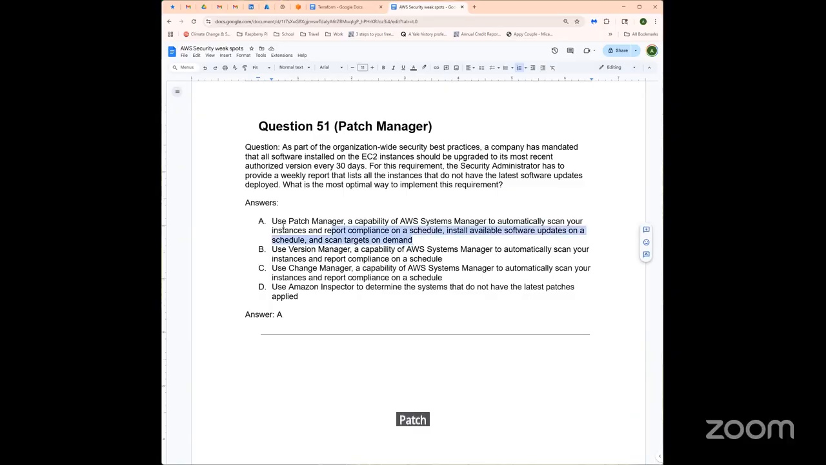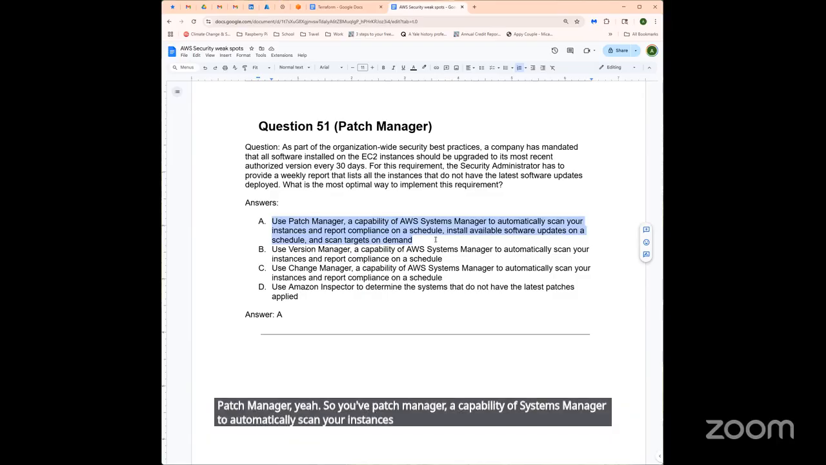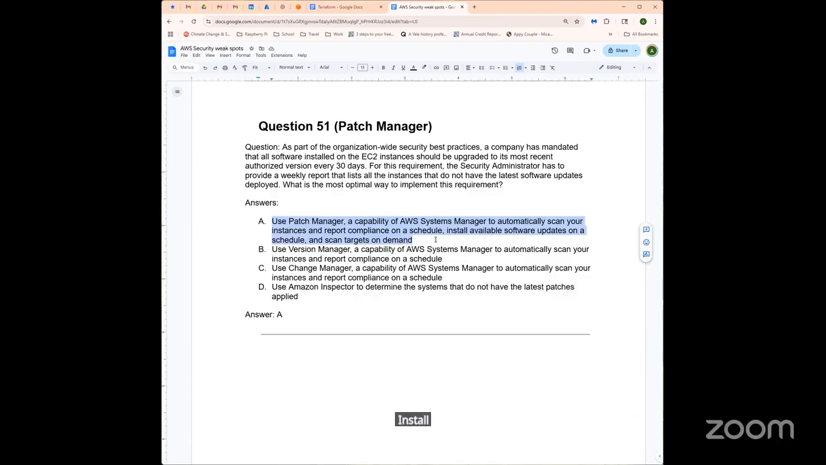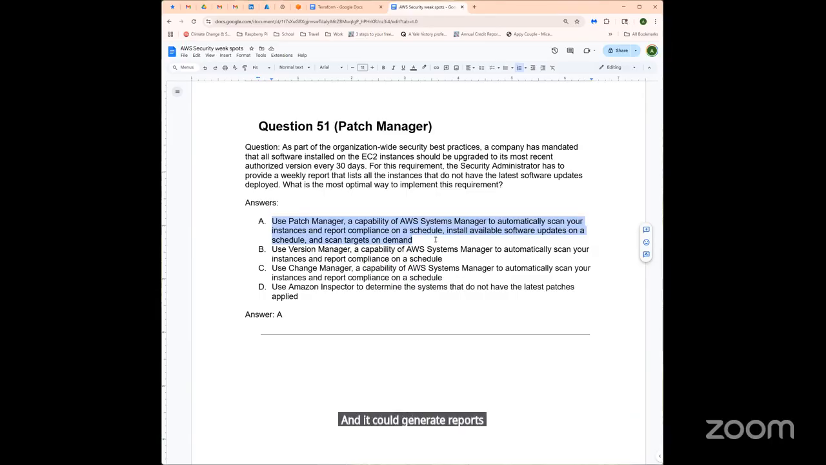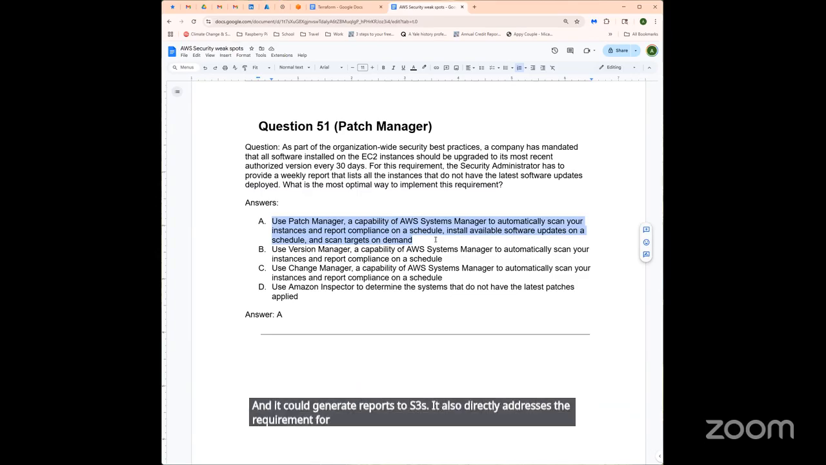Patch Manager, yeah. So use Patch Manager, a capability of Systems Manager, to automatically scan your instances and report compliance on a schedule, install available software updates on a schedule, and the scan will target it on demand. So why is this correct? Patch Manager automates patching processes, right? This provides a scheduled compliance report, and it could generate reports to S3. It also directly addresses the requirement for tracking software update compliance and reporting.